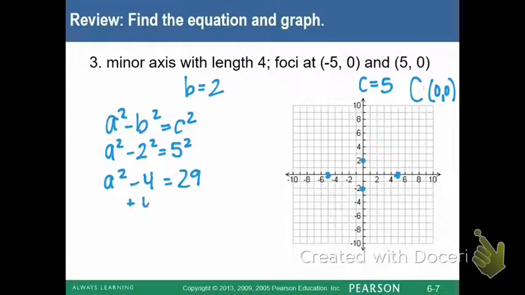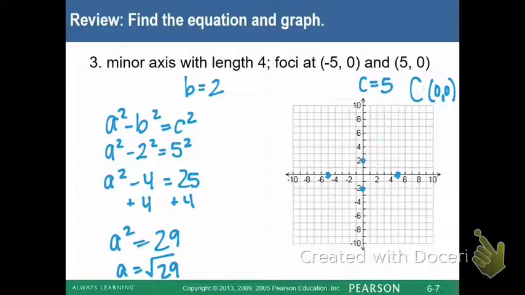Go ahead and add the 4. Whoops, jumping ahead of myself here. So I get A squared equals 29. So A is equal to the square root of 29.